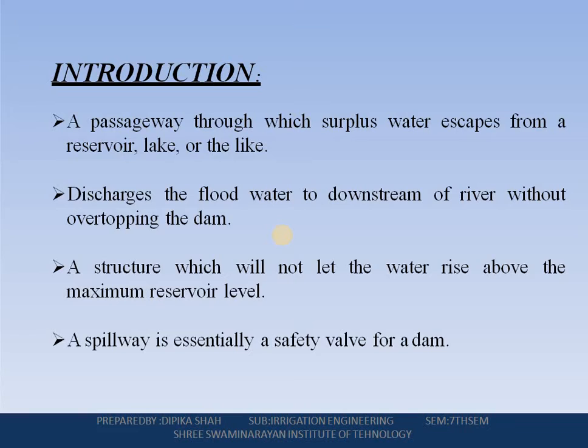So basically, a pathway through which surplus water escapes from a reservoir or a lake, that is a spillway. A spillway discharges the flood water downstream of the river without overtopping of the dam, and it is a structure which will not let the water rise above the maximum reservoir level. A spillway is essentially a safety valve for a dam, as I said in a previous slide.